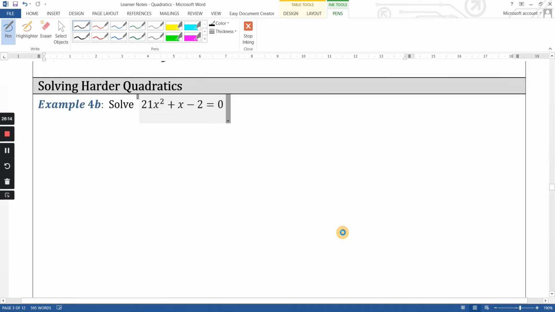So let's move on to another tricky one. I'm going to do it both ways. So let's go straight into the brackets. Equal to 0. I've got 21 here. So the only two combinations for 21 are obviously 21 times 1 or 3 times 7. There's nothing else.